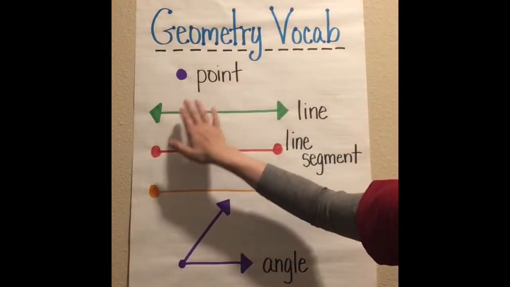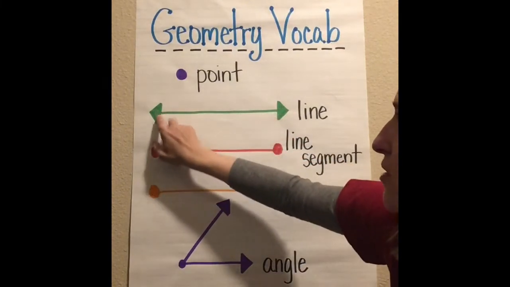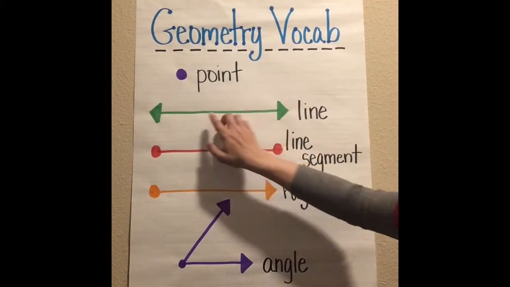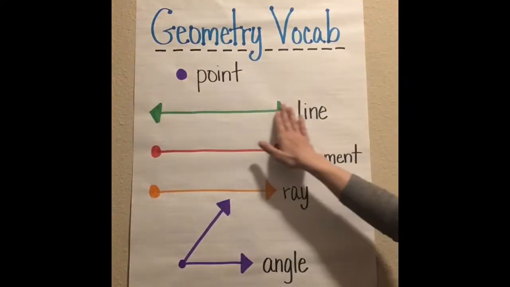It is a point. In green here, we have what's called a line. Notice this line has two arrows, meaning that it goes on in both directions and it does not end. The arrow means it keeps on going.